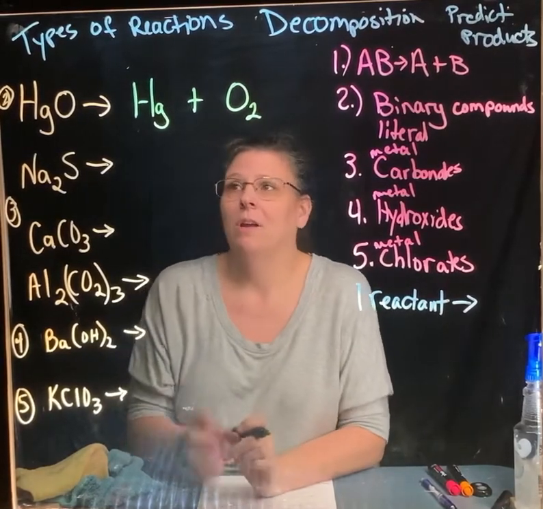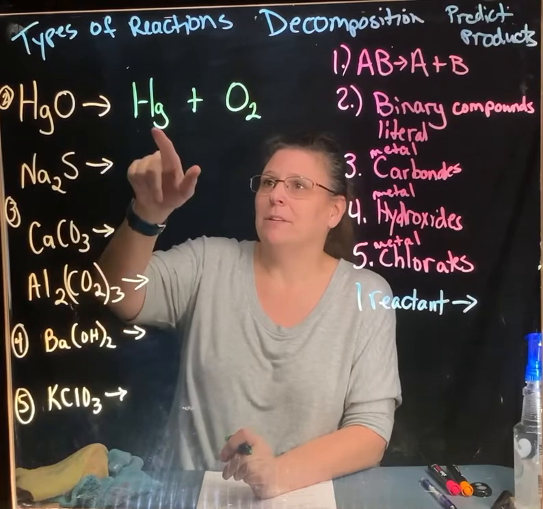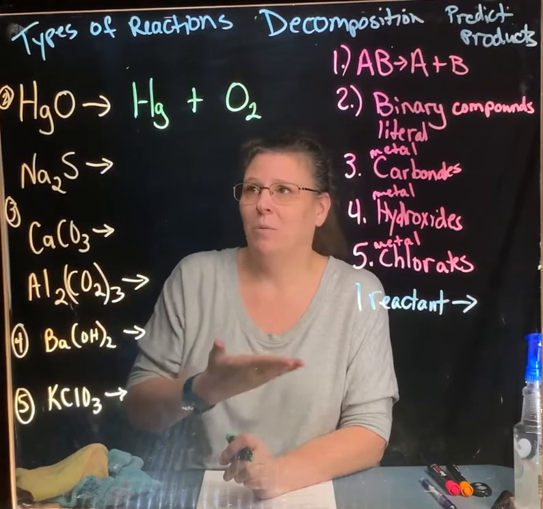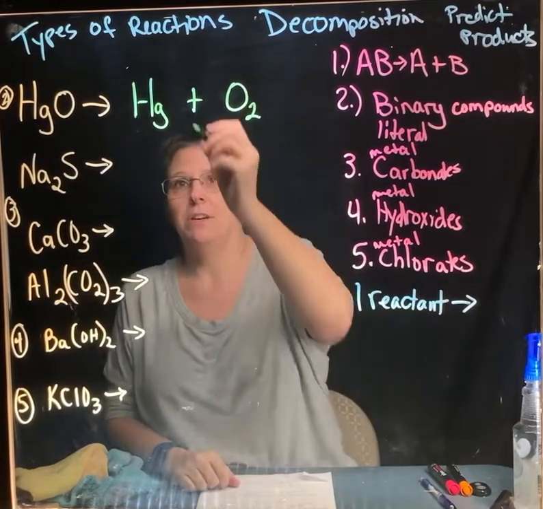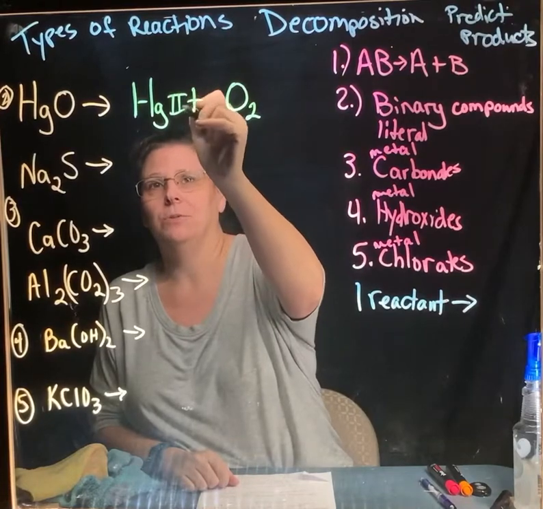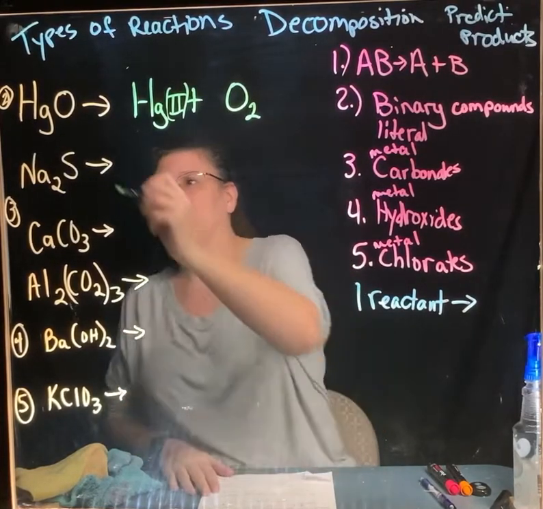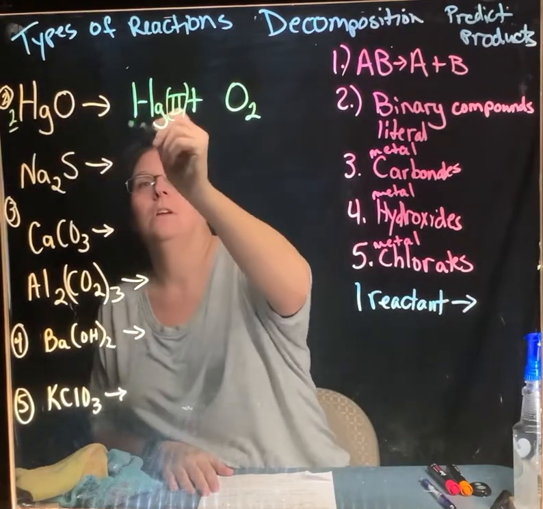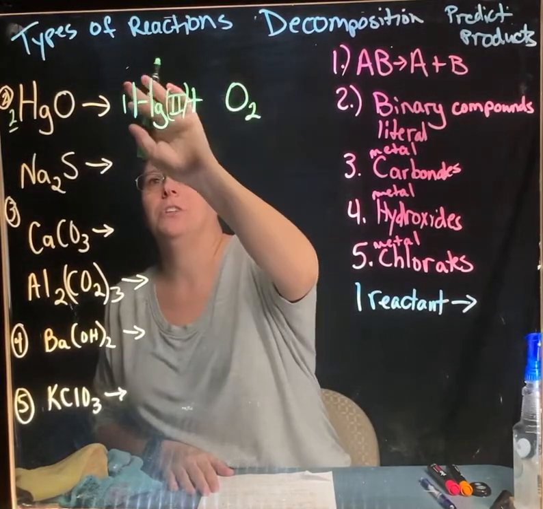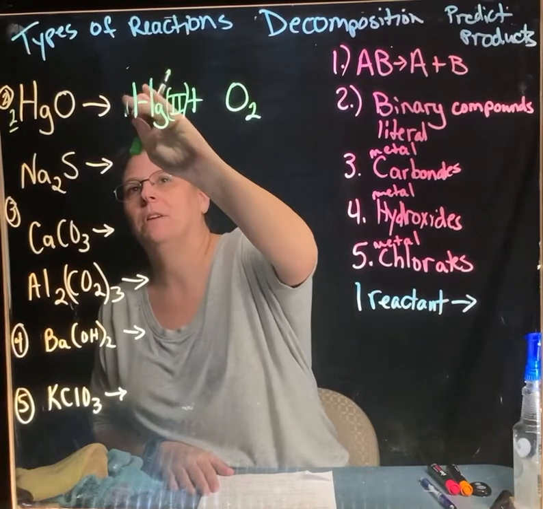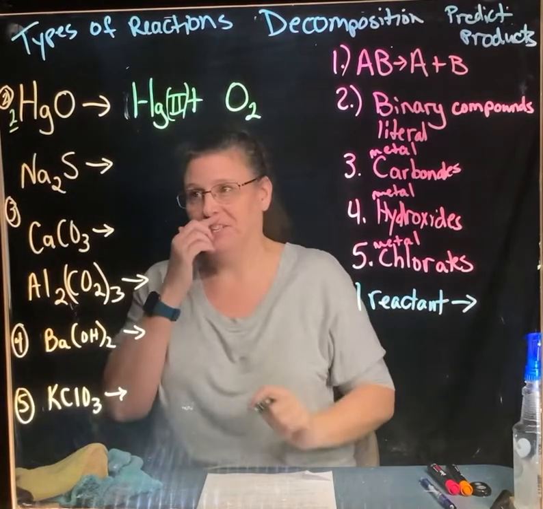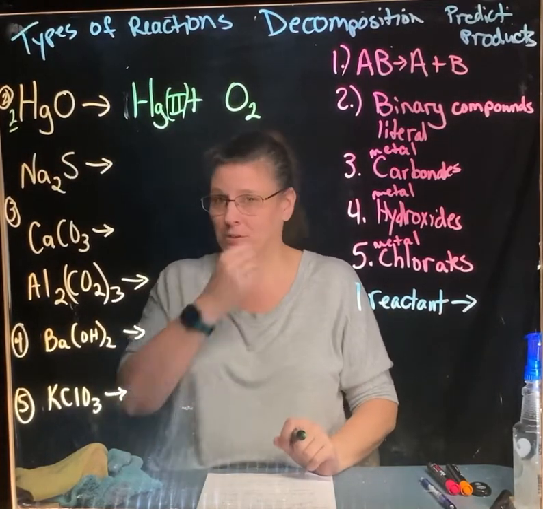Okay? Now, you kind of have to see, because mercury is one of those transition metals, we need to know what it was. Well, since there's no subscripts here, we know that this is a 2. Okay? So now we have to balance this. So it's going to be a 2 to 1 to 1 ratio. Okay? Pretty simple so far.